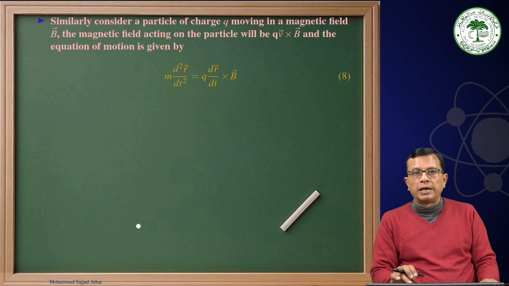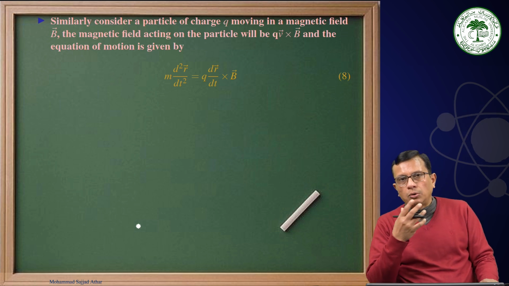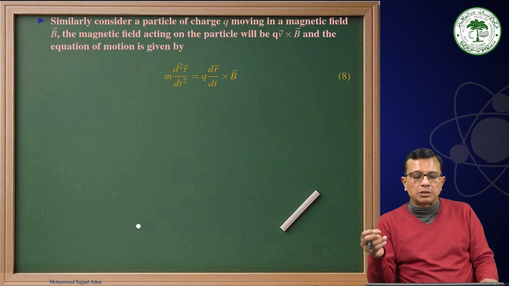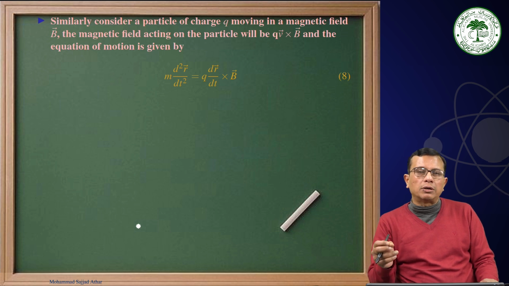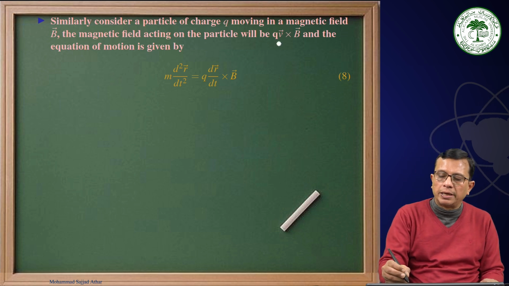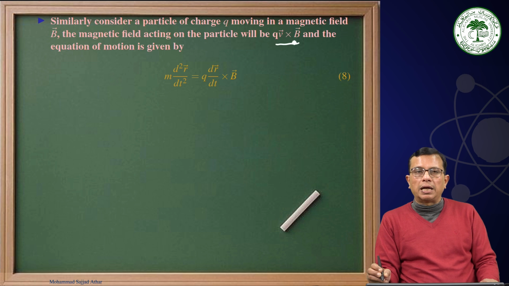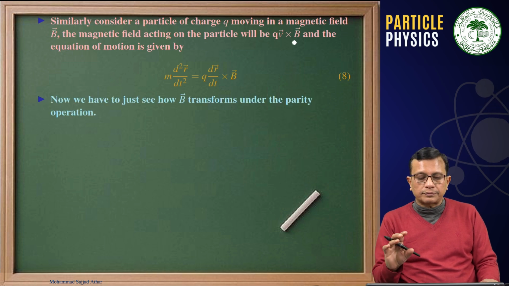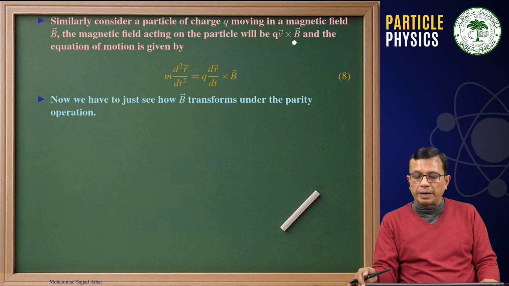Now, similarly, if we want to talk about how the magnetic field behaves under parity operation and what happens to the equation of motion, consider a charged particle moving in the magnetic field, then the force acting on the charged particle is given by q v cross B. And therefore, the equation of motion will be m d squared r by dt squared, that will be q dr by dt cross B. Now, we have to first see how B transforms under the parity operation.